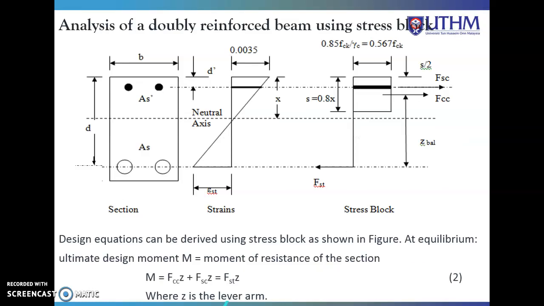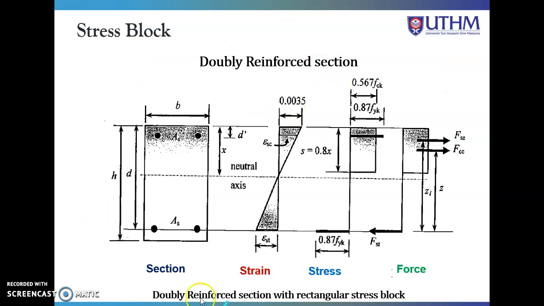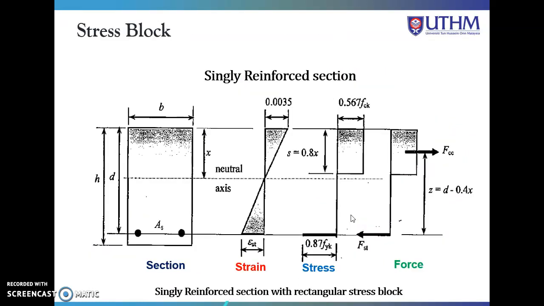Okay, I think we can calculate using this equation in order to find the area of reinforcement required for the beam. Alright, so this is the doubly reinforced beam. We will have Fsc, Fcc, Fst. On the other hand, for the singly reinforced beam, we will have only Fcc and Fst, where this one is coming from the compression, this one is coming from the steel in tension, and this is coming from the concrete.